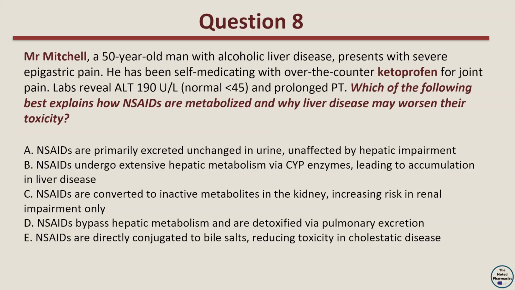Option A. NSAIDs are primarily excreted unchanged in urine, unaffected by hepatic impairment. Option B. NSAIDs undergo extensive hepatic metabolism via CYP enzymes, leading to accumulation in liver disease. Option C. NSAIDs are converted to inactive metabolites in the kidney, increasing risk in renal impairment only. Option D. NSAIDs bypass hepatic metabolism and are detoxified via pulmonary excretion. Option E. NSAIDs are directly conjugated to bile salts, reducing toxicity in cholestatic disease.